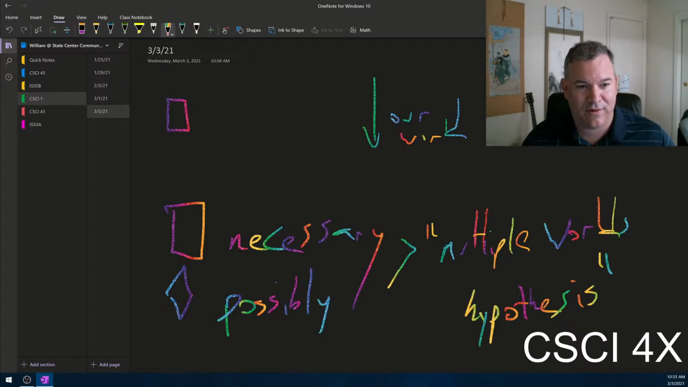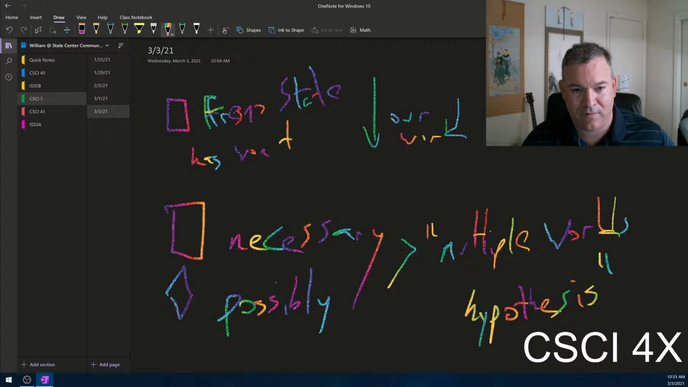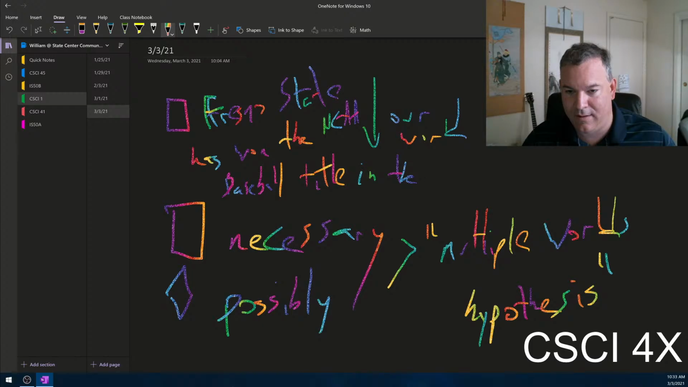All right, so is it necessarily true? Is it necessarily true that Fresno State has won the NCAA baseball title in the past?